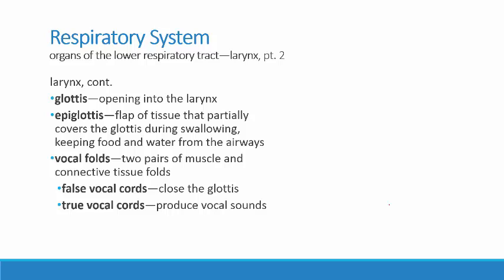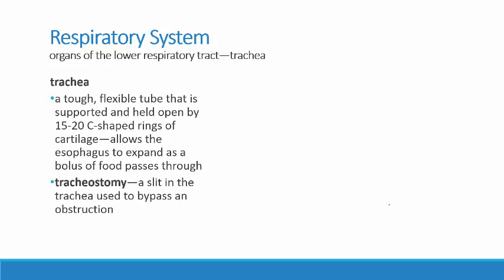Okay, so air has been breathed in through the nostrils into the nasal cavity, down through the pharynx, into the larynx, through the glottis, and now it is traveling down the trachea. So the trachea is a really tough, flexible tube. It's composed of muscle and connective tissue, and then it has these C-shaped rings in it, so multiple C-shaped rings that help to hold the trachea open.